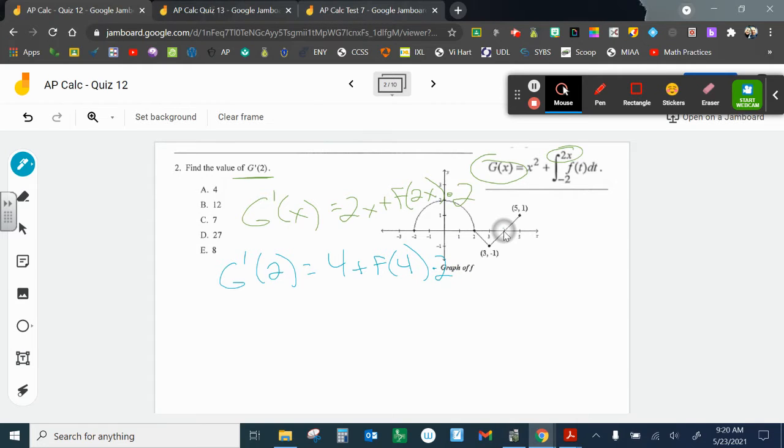So what's f of 4? That's right there. That's a value of 0. So this equals 4 plus 0 times 2. 0 times 2 is 0. So my answer is 4, and I get A there. Okay, so obviously if it was any other number, you'd multiply that by 2 and combine it with the 4. All right, but that's the second fundamental theorem of calculus.